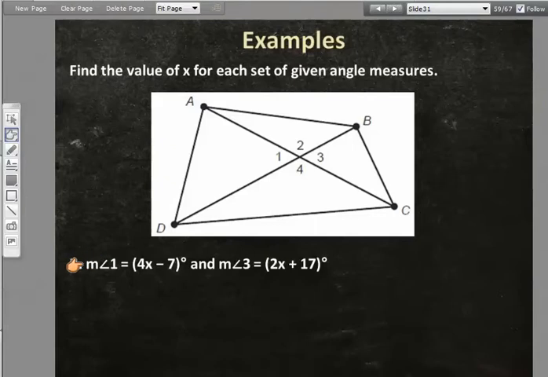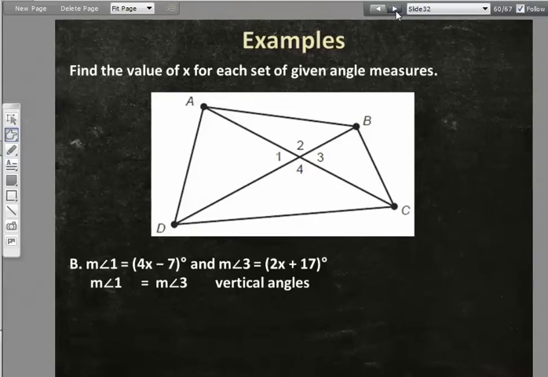Part B says, find the measure of angle 1 right here and the measure of angle 3 right here. And the sneaky guys went ahead and gave me expressions for both of those. All right, so it's going to be a little tougher. Angle 1, I know is congruent to angle 3 because they're vertical angles. Okay, remember my next step is to substitute those angles with their expressions. So I'm going to have 4x minus 7 equals 2x plus 17.